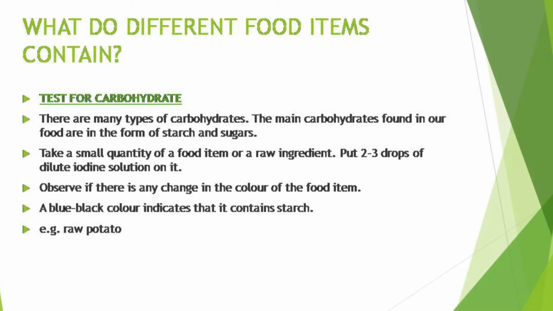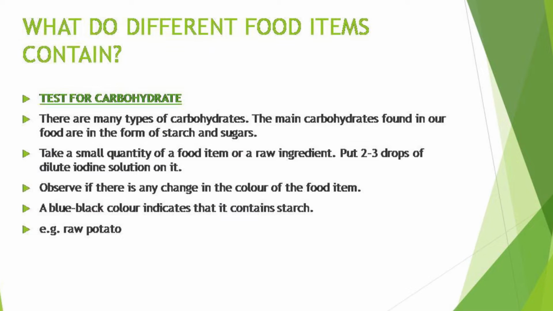Have you ever guessed whether all foods contain all these nutrients? With some simple methods, we can test whether cooked food or raw ingredients contain one or more of these nutrients. First, we perform the test for starch or carbohydrate. There are many types of carbohydrate. The main carbohydrate found in our food is in the form of starch or glucose.